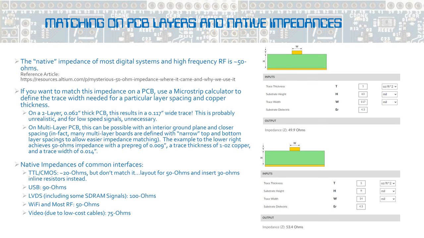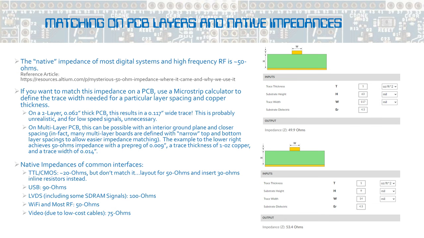All right. So, PCB layers. The native impedance of most digital and RF systems is 50 ohms. I could go into why this is, but I'm not trying to teach the math here. I'm trying to teach some principles. I did provide a link to the article, and by the way, if anybody wants to contact me after this talk, I will be happy to take an email address and send you this presentation. I'd be happy to publish it as is.